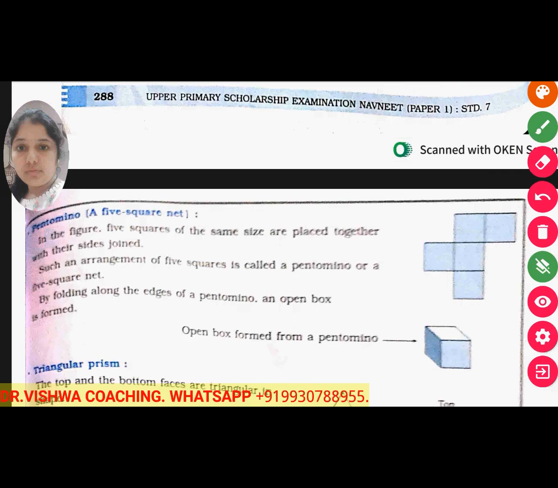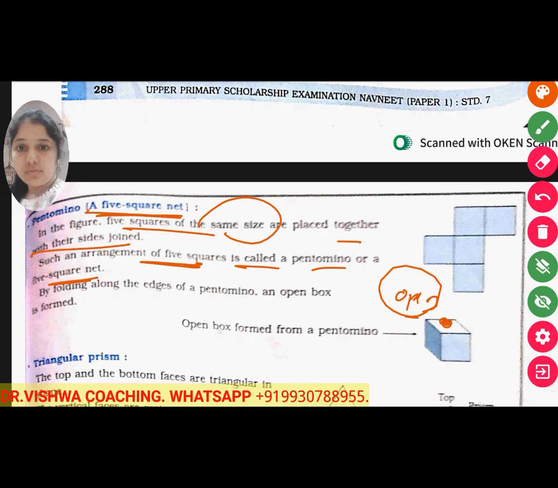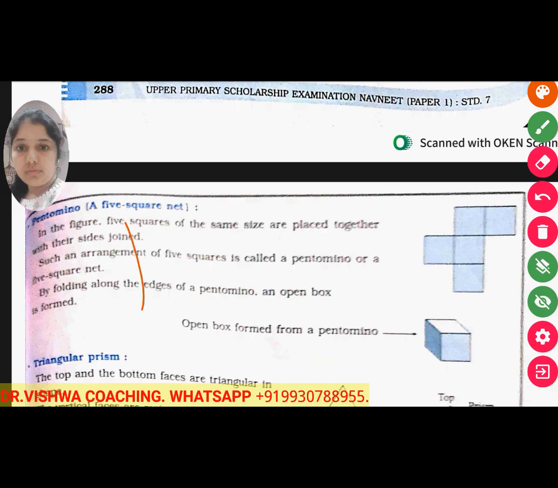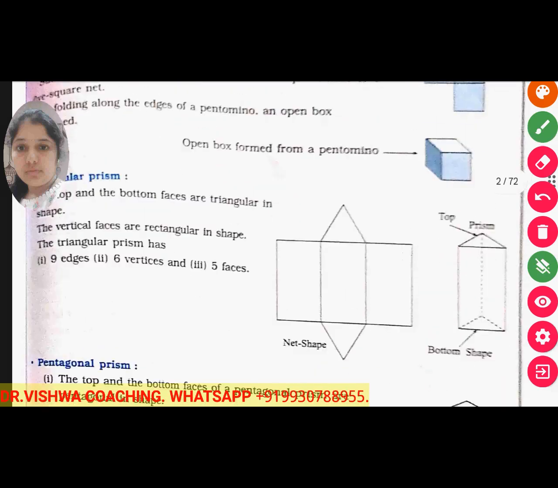Now what is meant by pentomino? A pentomino is a 5-square net. 5 squares of the same size are placed together with their sides joined, and this is called a pentomino. So it has one side open, and a box form can be made from the pentomino. These are some things you must know while we move ahead.